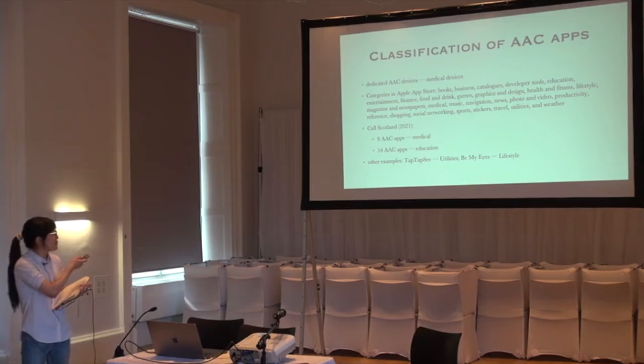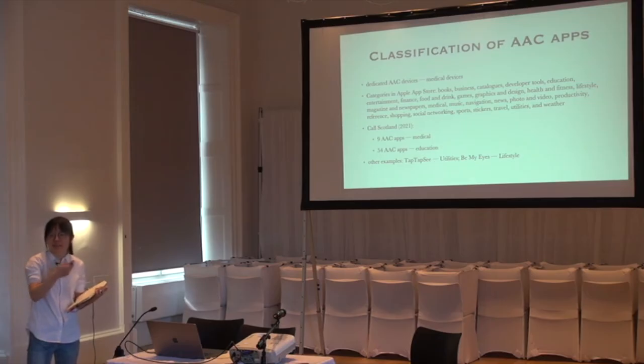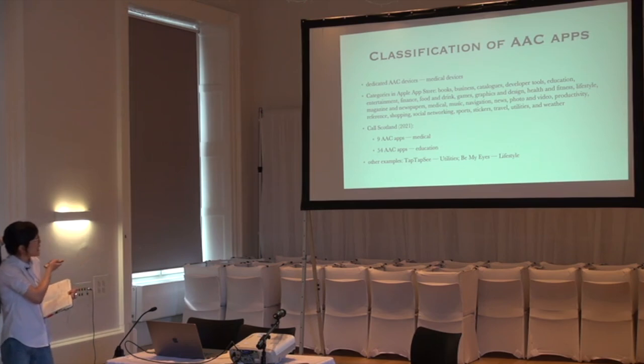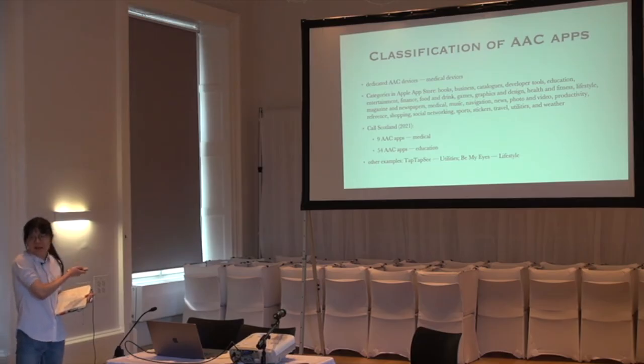But there's something interesting: sometimes companies categorize themselves differently. I'll just use other examples here, like TapTapSee and Be My Eyes. They're both similar products, but one is categorized as utility, and the other is categorized as lifestyle. So it really depends on how companies try to sell their products.